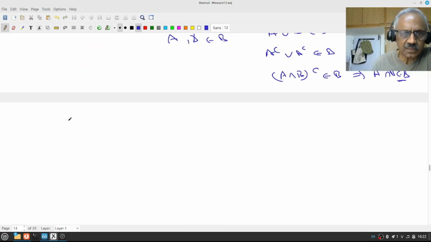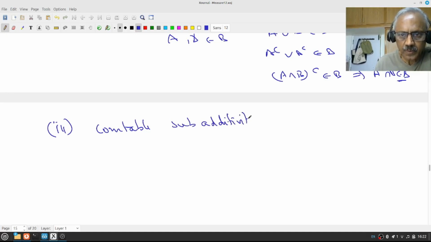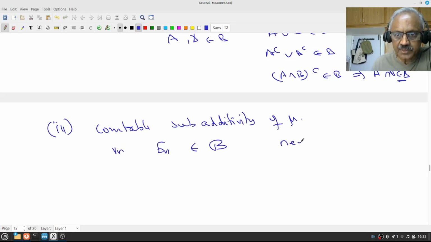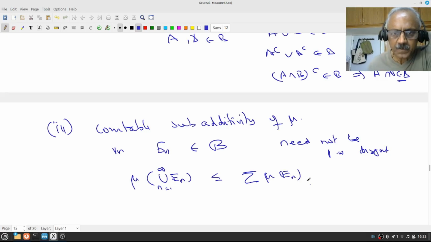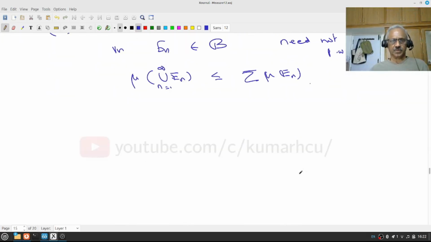Okay, the last one is countable subadditivity of a measure. What does it mean? Suppose the En's are in B for all n, but they need not be pairwise disjoint. But what we want to say is mu of union n equal to 1 to infinity of En is less than or equal to the sum of mu of En. Okay, this is what we want to prove.